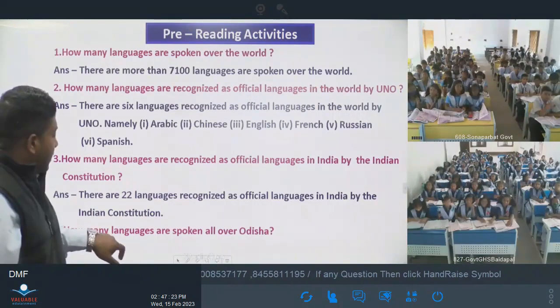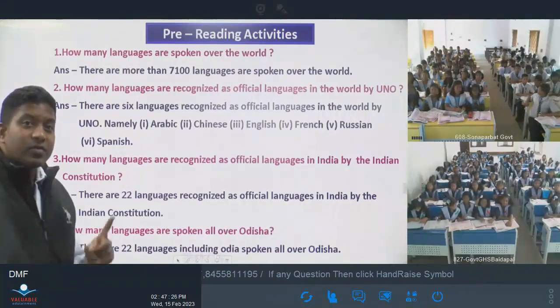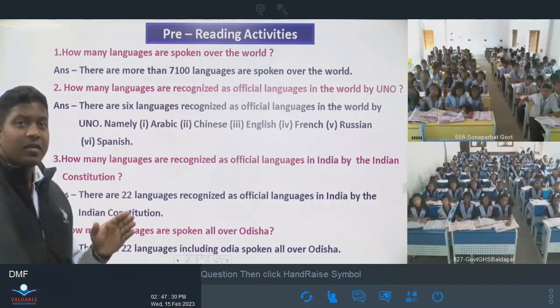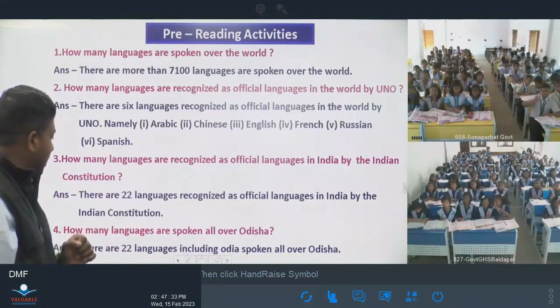How many languages? There are 22 languages including Odia, spoken by vernacular tribal groups in Odisha.